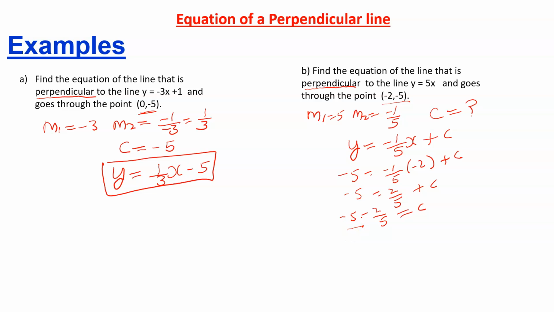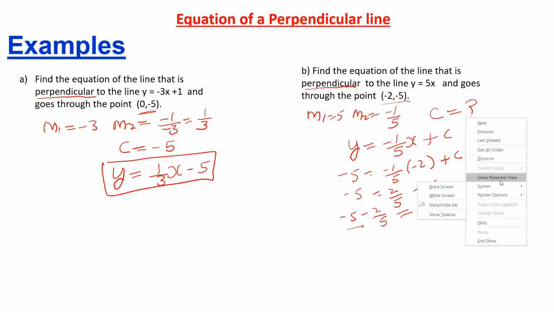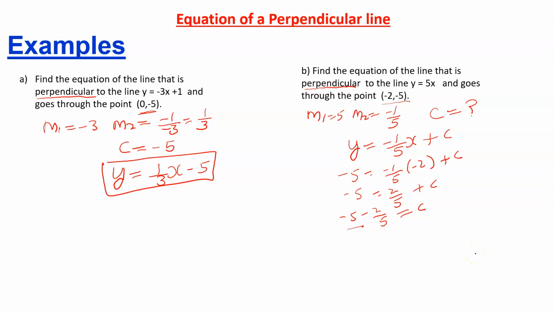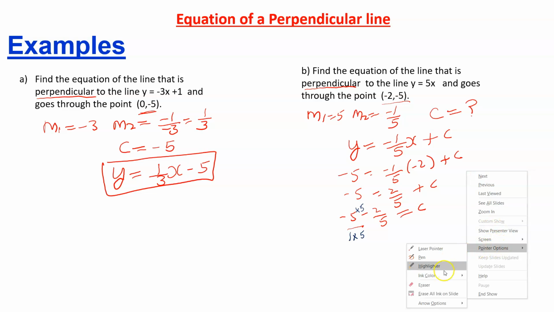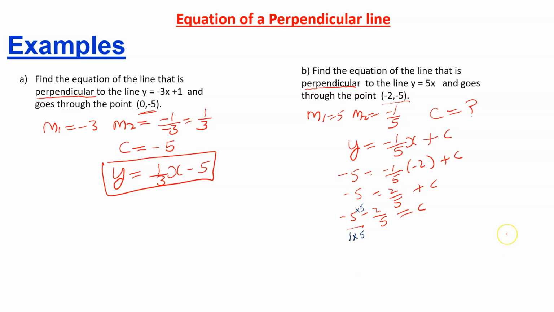Make the denominators the same. To make the denominators the same, I got here 1, so I need to times it by 5, and that 5 I need to times it here. That is what I need to do. So that gives you -25 at the top, -2 divided by 5 is your c. That's -27 divided by 5 is your c.